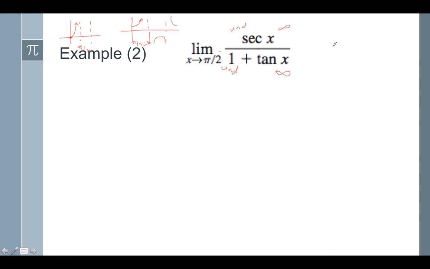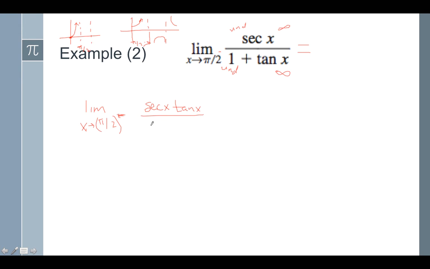Well, since we have infinity over infinity, we can use L'Hopital's rule. I get the limit as x approaches pi halves, and we're talking about from the left, by the way, because my answer would be the same either side. Oops, I don't know where the 2 came from. From the left, that's a minus sign. Okay, derivative of secant is secant x tangent x.